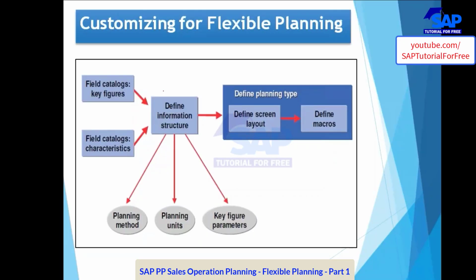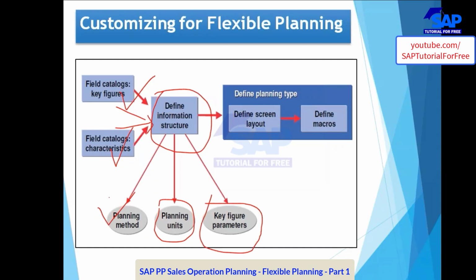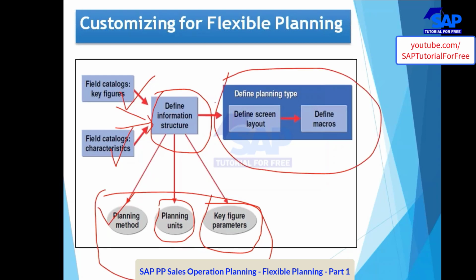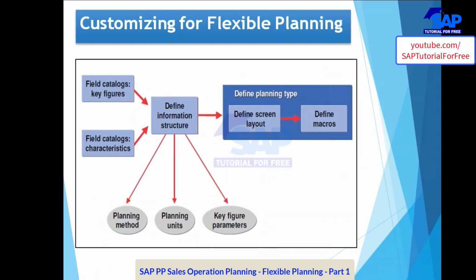First thing, we will be creating an information structure. In the information structure, we define our key figures and our characteristics. Now in the information structure, you will assign the planning method, either level by level planning or consistent planning, and then you assign the planning units, nothing but your periods, planning buckets, monthly, weekly, or whatever it is. And then some key figure parameters you will assign. Anyway, we'll see all these things in the system. Once that is done, you will create a planning type, nothing but a table, for this particular information structure. There you define the screen layout, and then you define the macros. So this is the customization required for flexible planning. Once all is done, we'll go for the planning activity.